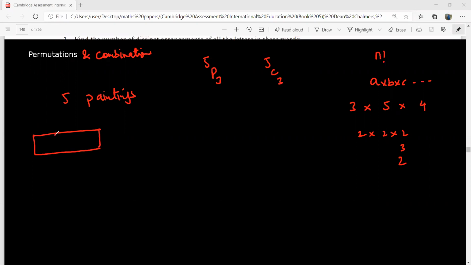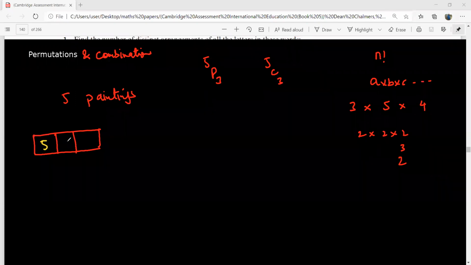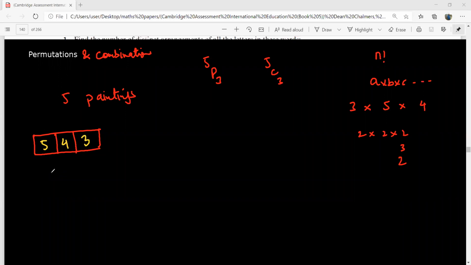Now, there are 5 paintings and there are 3 slots. How many options for the first slot? 5. And how many options for the second slot? 4. And this is 3. You must keep your calculators ready. So this is going to be 5 times 4 times 3. That is going to be 60.